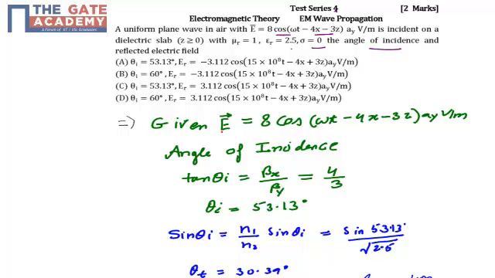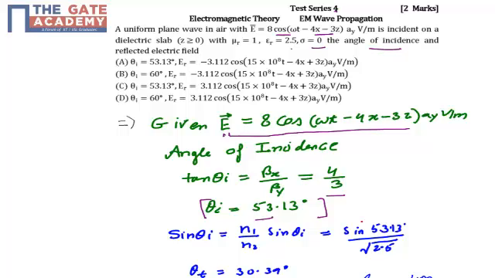In the problem we have been given the electric field expression of a propagating wave. The angle of incidence can be calculated from the expression of the electric field as tan theta_i equal to beta_x by beta_z, which is equal to 4 by 3. Taking the tan inverse of 4 by 3, you get the angle of incidence as 53.13 degrees.